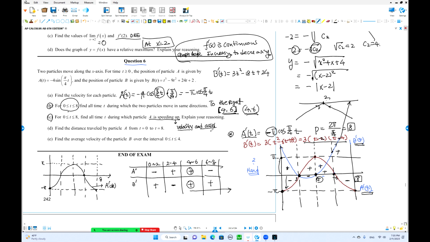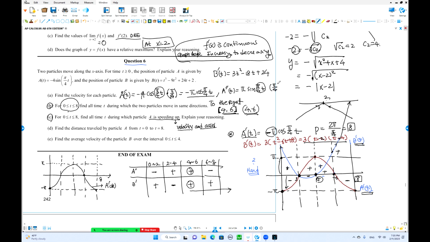So we find the second derivative, which is the acceleration of particle A. A prime is over here. From here, we can find A second prime. A second prime of t equals how much? The derivative of cosine gives a negative sign, so we still have a negative there, so positive pi times sine pi over 4t, but you multiply by the derivative of the inside by the chain rule. The derivative of pi over 4t is pi over 4.